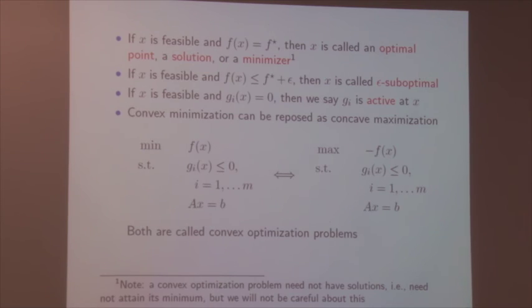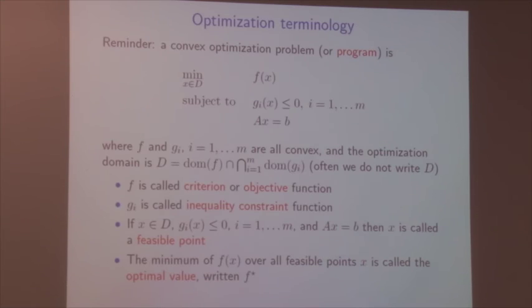Are there any questions about this? What is f asterisk? F star is the optimal value. So it's the minimum value of f of x, where x is in the set of feasible points.